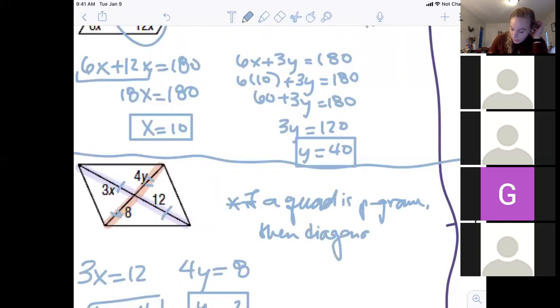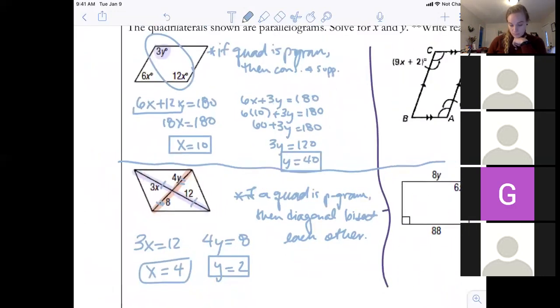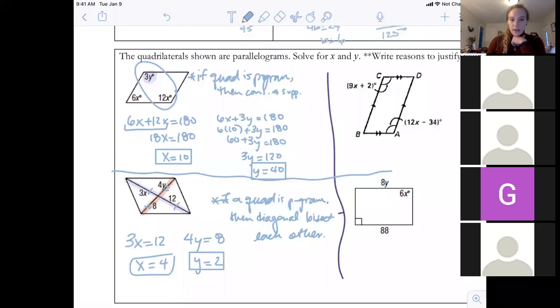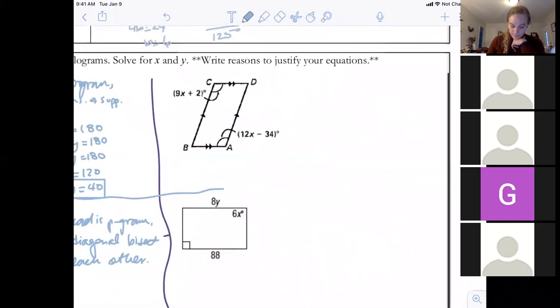You guys need to know these for Wednesday. So if you know them already, give yourself a high five. If you don't know them, you guys study them. Okay, any question on these two on the left? All right, let's move to the two on the right.